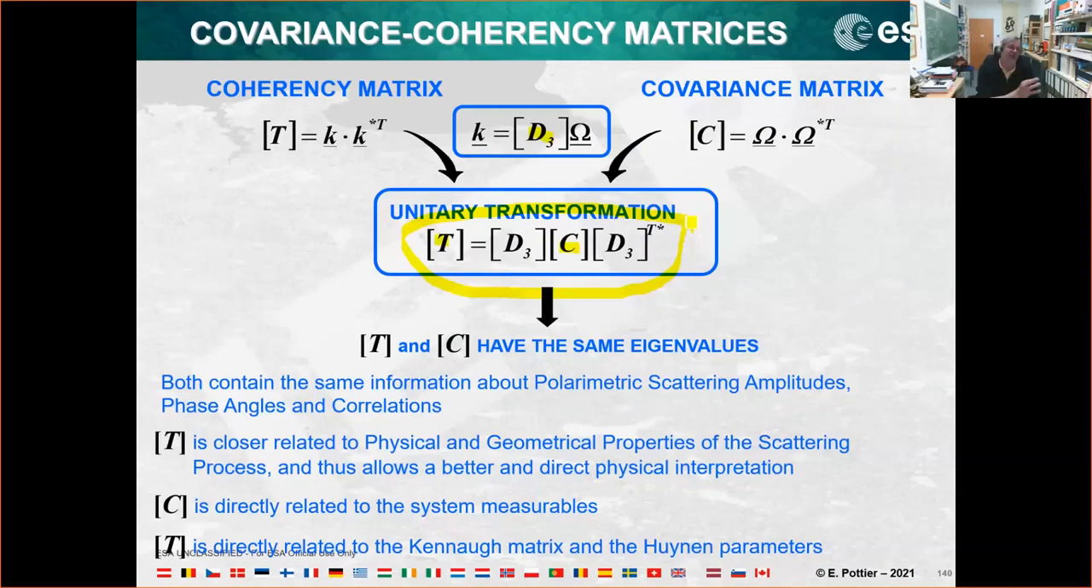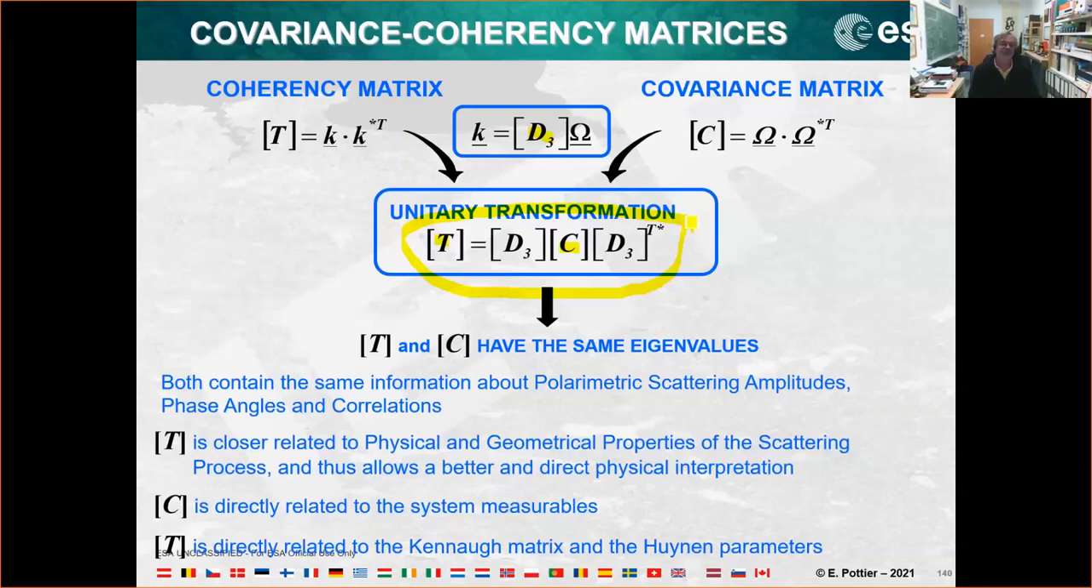Because you can move from one descriptor to another descriptor. So if you derive a data distribution using the covariance parameters, or if you use the coherency parameters, it will be exactly the same data distribution. If you find a Gaussian distribution, it will be a Gaussian distribution. If you find a Richard distribution, it will be a Richard distribution, because I have a unitary transformation between the two matrices, between the two descriptors.